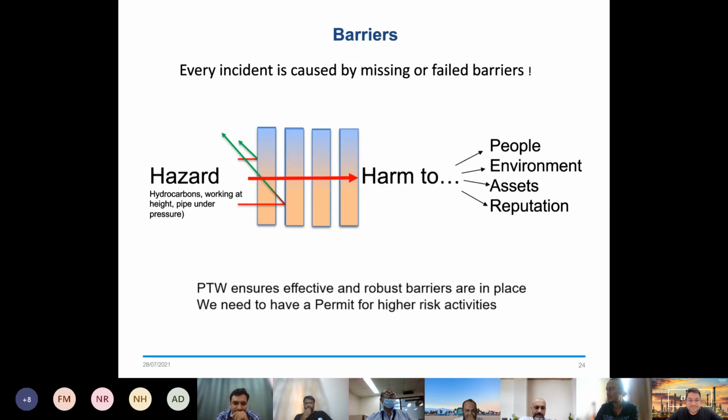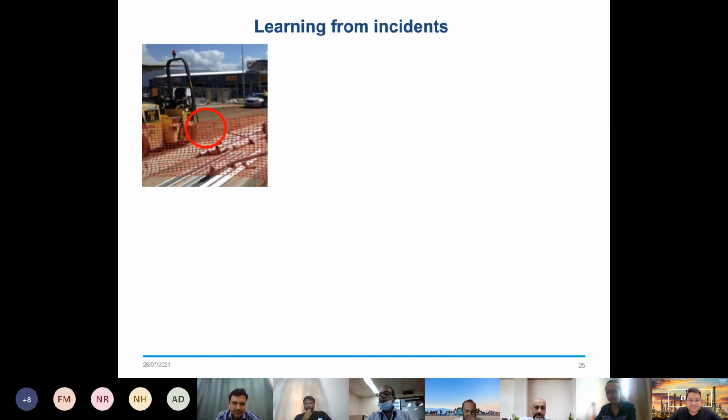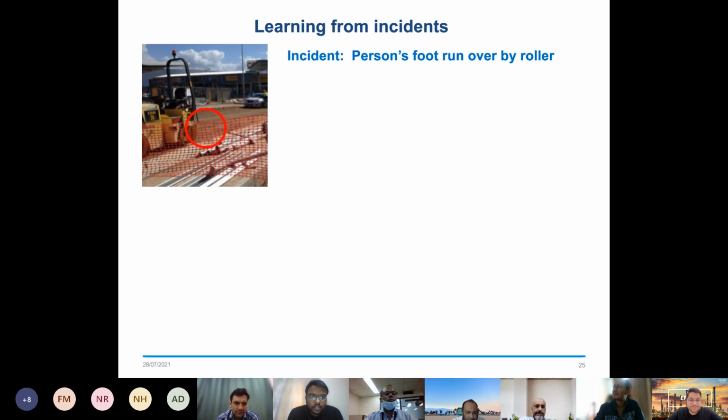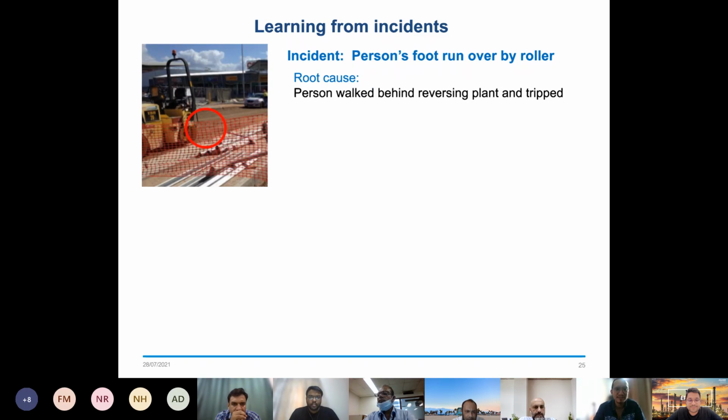It also applies the same bow tie model. Okay, let's have this. Learning from incident. The incident is about a person's foot run over by a roller. The root cause: the person walked behind a reversing plant and tripped. So what is the contributing factor? Can anyone tell us the contributing factors? Can you explain the incident a bit more so that people can understand?